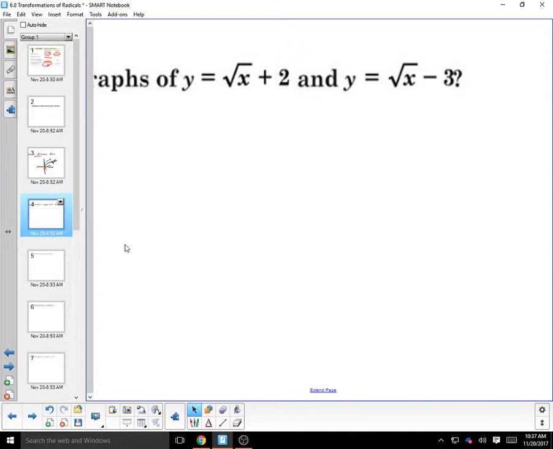Same idea, right? What's the first one look like? The whole thing is shifted up.